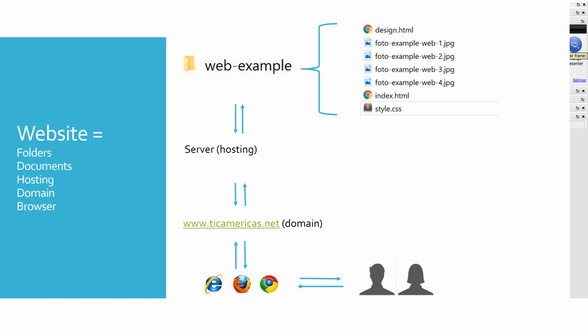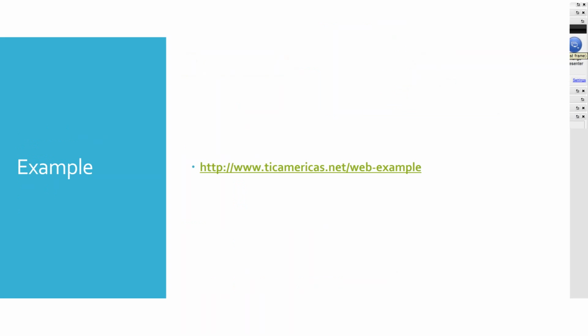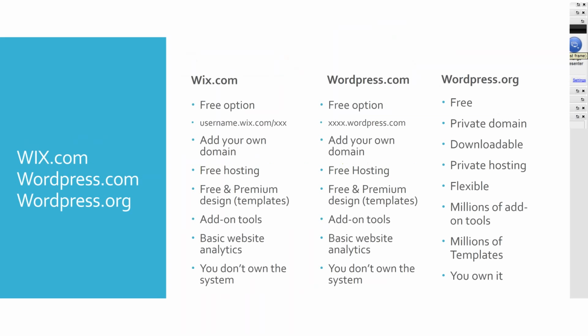So, after this example, I want to talk to you about 3 tools. These 3 tools that I selected are free, or they have a free option. That's why I'm showing them to you, because we don't want you to spend a lot of money on a website if you are starting your business. For example, we have Wix.com. It has a free option.